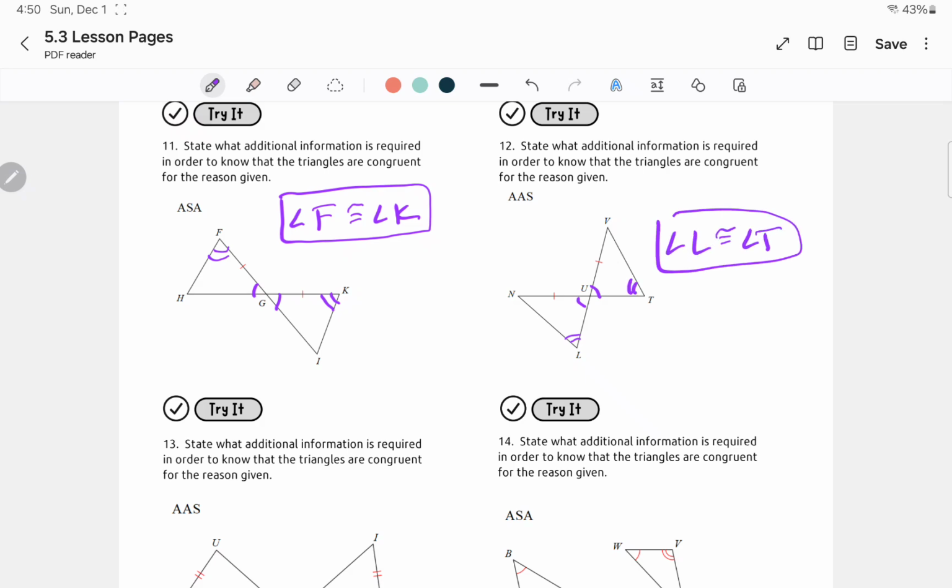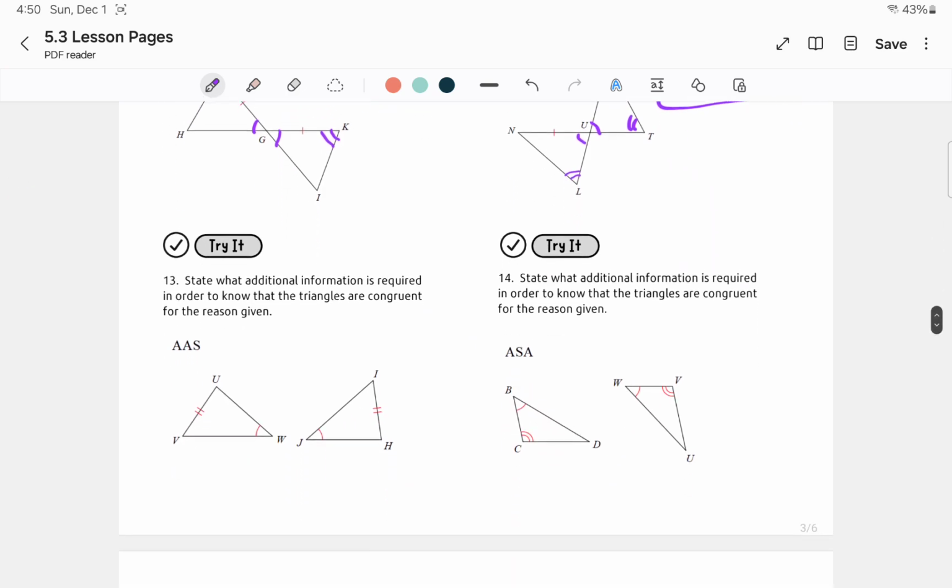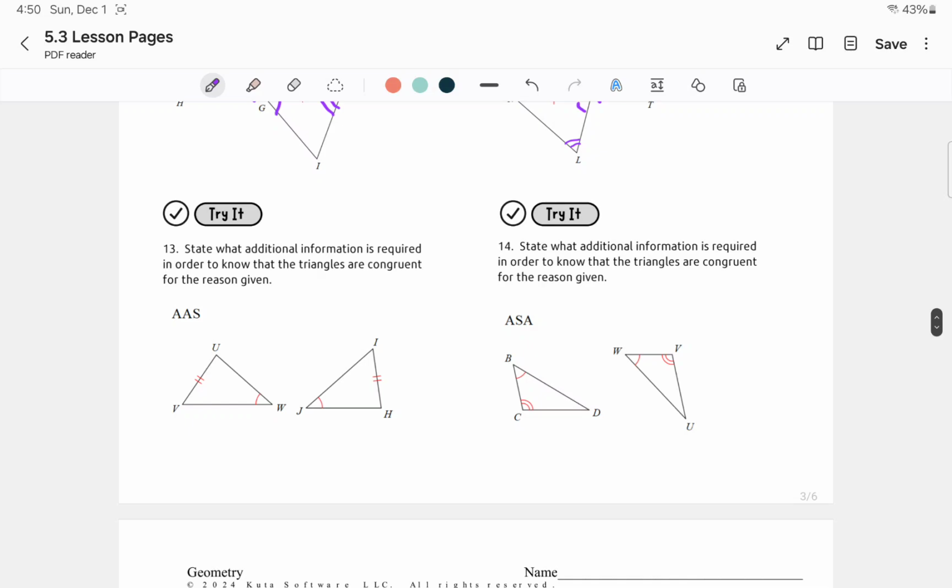Why? Because it's got to be two angles with the side not in between, and it's got to be something that's not marked already, that's not already a given, right? We already know the vertical angles are going to be congruent. So it's asking what can we mark to let us know that AAS is going to work out. And now for 13.